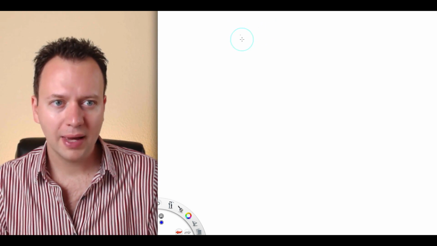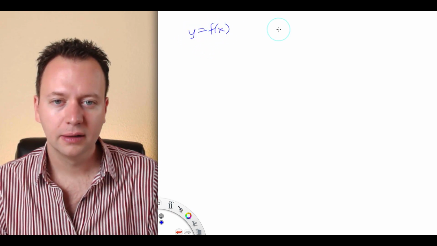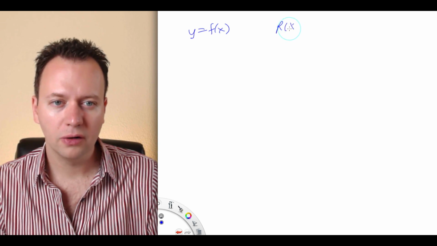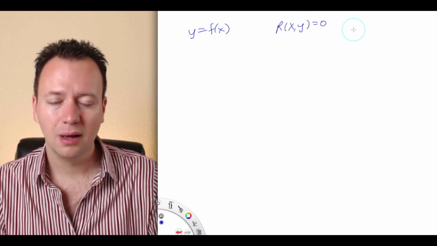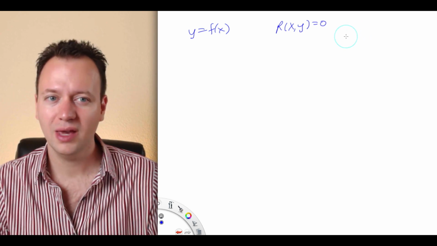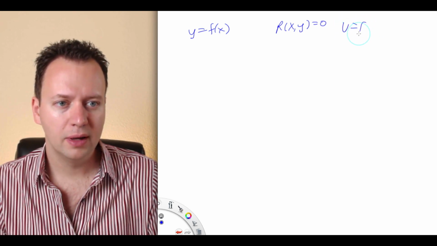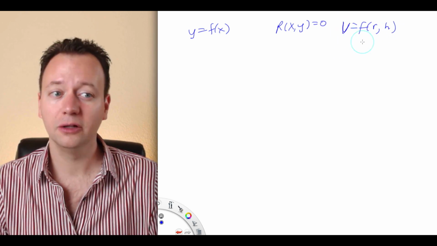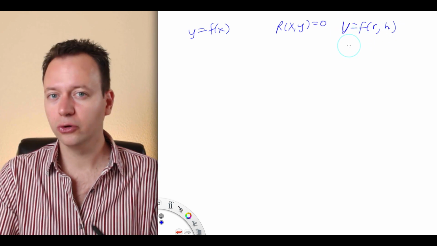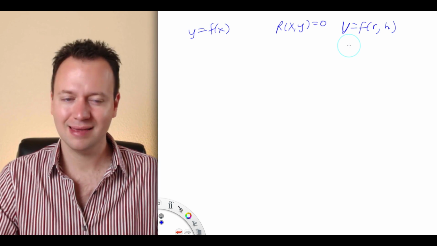of an explicit equation. So suppose we have some equation. So either y is equal to f of x, or r of x, y is equal to 0, or maybe even a function of more than one variable. V is equal to f of r and h. So the volume of a cylinder is a function of both the radius and the height, something like that.